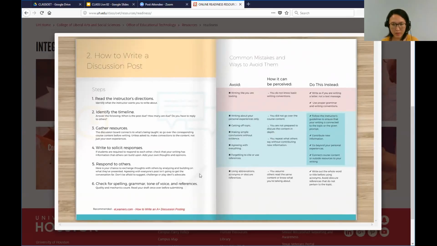The next page, this page I think is really helpful, is called Common Mistakes and Ways to Avoid Them. So it lists a common mistake. So the first one is writing like you're texting. And then it explains how this can be perceived, that it might be perceived that you don't know basic writing conventions. And then it gives advice. Do this instead. Write it as if you're writing a letter, not a text message, and using proper grammar and writing conventions, okay? So you can go through this if you want later.